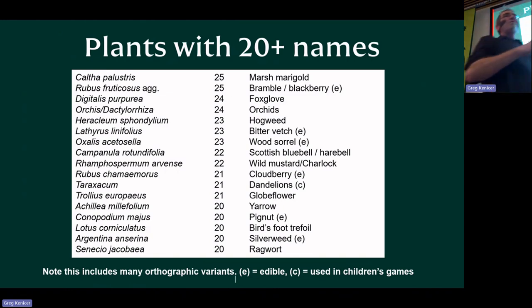This list does have lots of things that have got orthographic variants, where you'll have gowan or gowan. So it slightly inflates what names we're seeing there. But it gives you an idea. Many of these are the kind of things that people today could still potentially comfortably identify. So they're really quite straightforward things. Okay.